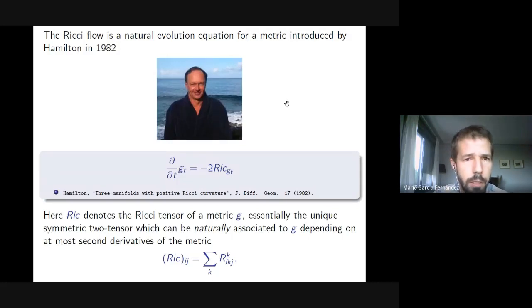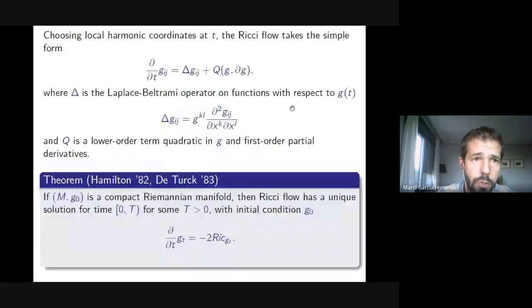Meaning that it's invariant under diffeomorphisms. The only thing you are missing here is maybe a term coming from the metric itself, plus something proportional to the metric. If we choose local harmonic coordinates at time t0, then we can write the Ricci flow equation as some sort of heat type equation. In terms of the components of the metric, it is given by the partial derivative of the components equal to the Laplacian plus lower order terms, where Q is some quadratic expression in g and the first partial derivatives of the metric.